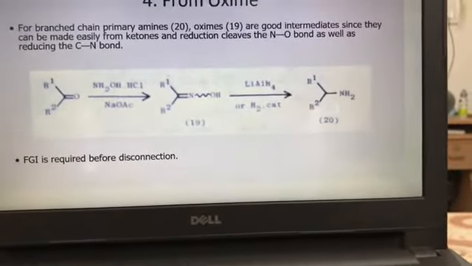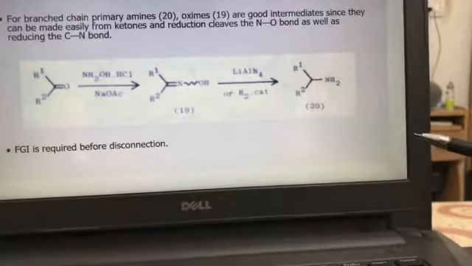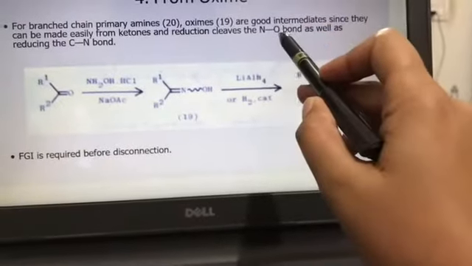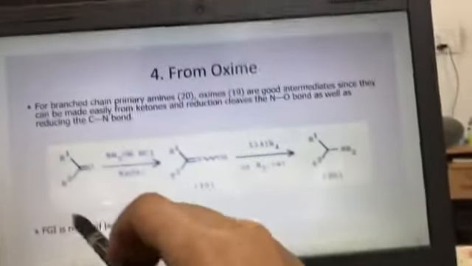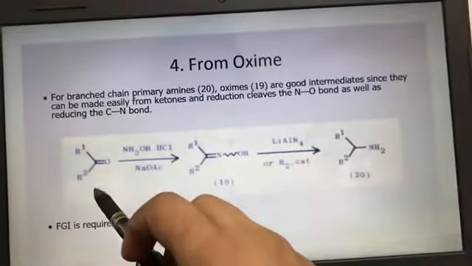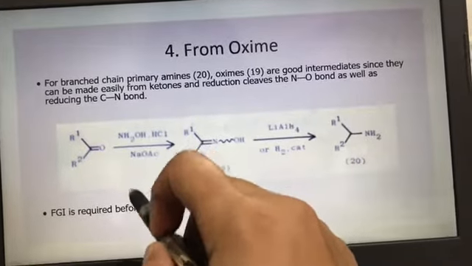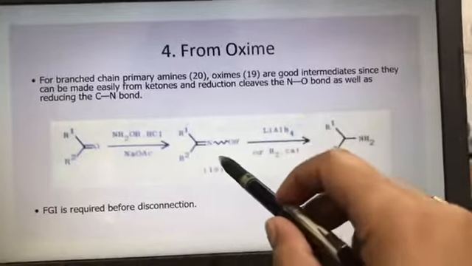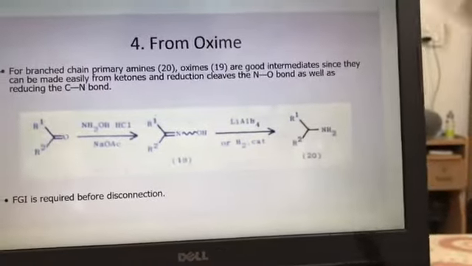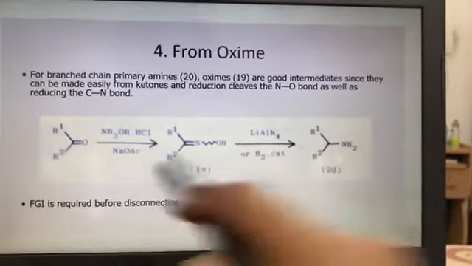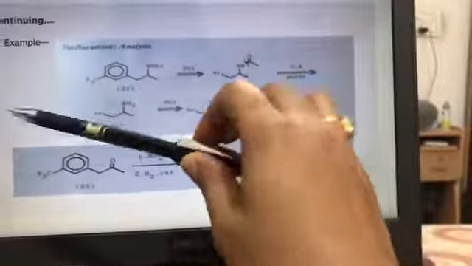Another method is the formation of oximes. Oximes give us branched amines just like imines. Oximes are quite good intermediates since they can be made easily from ketones. Here we have shown that when this ketone reacts with hydroxylamine, it gives us an oxime, and the reduction of this oxime gives us a branched primary amine. Here also FGI is required before disconnection. This is an important example.